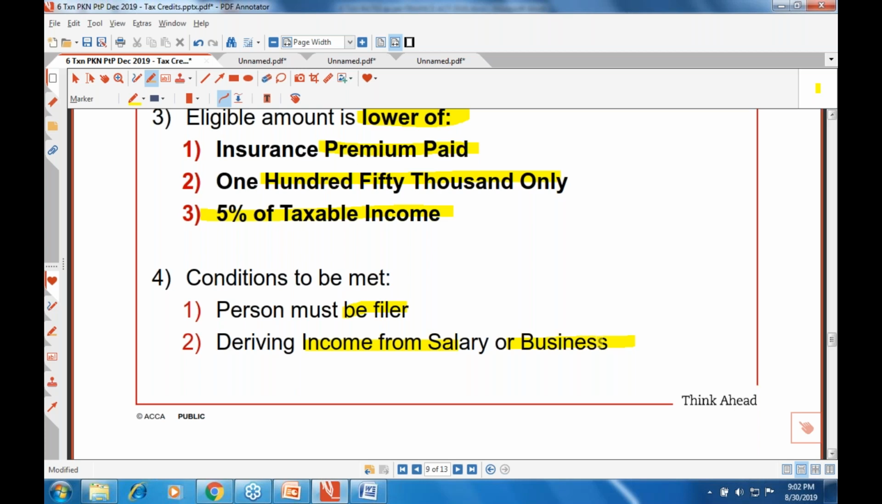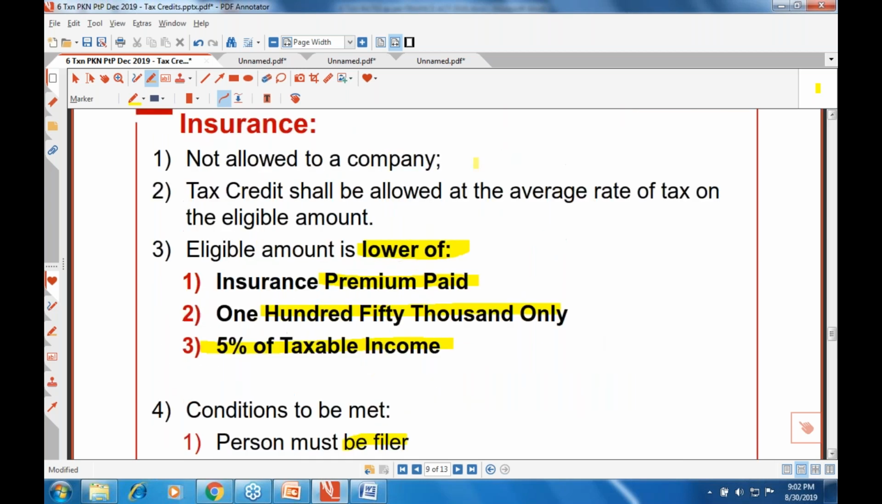Okay, is it okay to everybody? So it has to be a filer. Secondly, it's not allowed to a company. If you are a company, you cannot claim this.